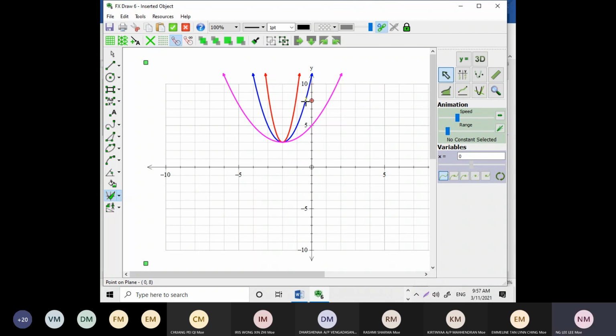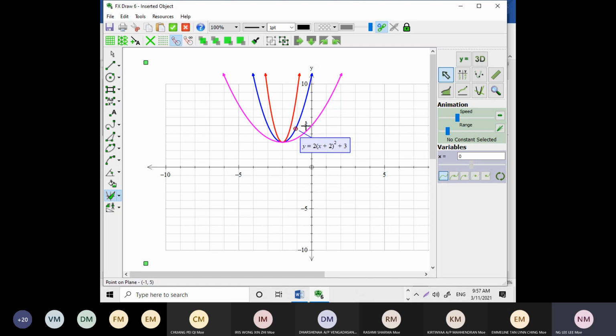So you see the blue color one. The blue color one is the original one, the question, with A is 2. Then when A changes to 6, it becomes thinner, so the red color one is where A is 6. Then when A changes to half, the width becomes wider. So this is where A is half. So this is part A.